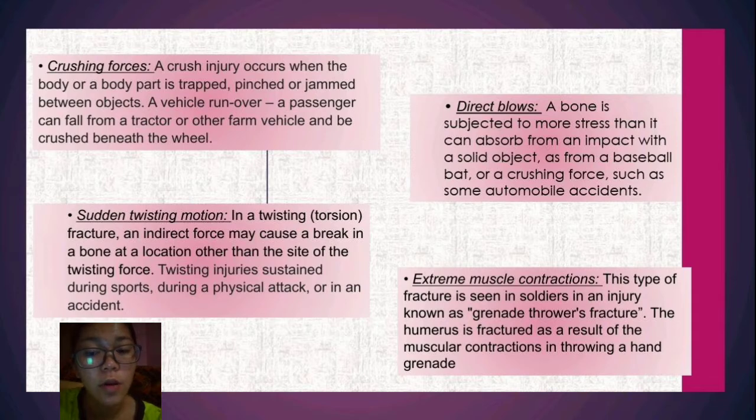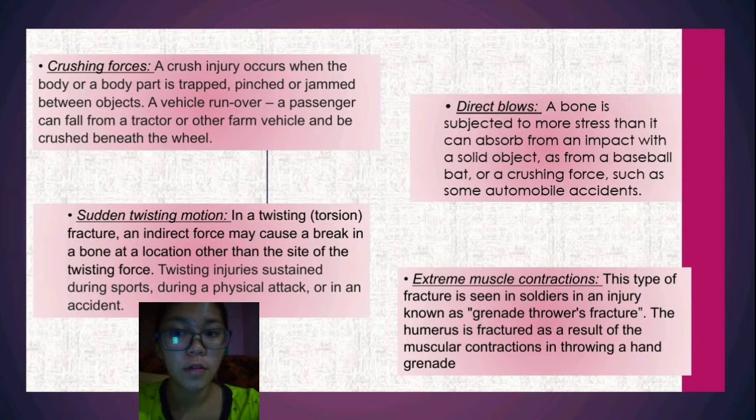We have the last one, the extreme muscle contraction. Extreme muscle contraction is a condition in which muscles stiffen or tighten, preventing normal fluid movement. The muscles remain contracted and resist being stretched, thus affecting movement, speech, and gait.